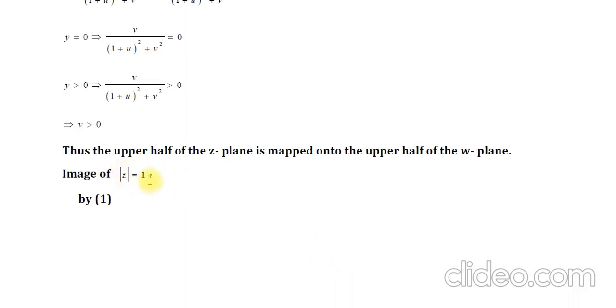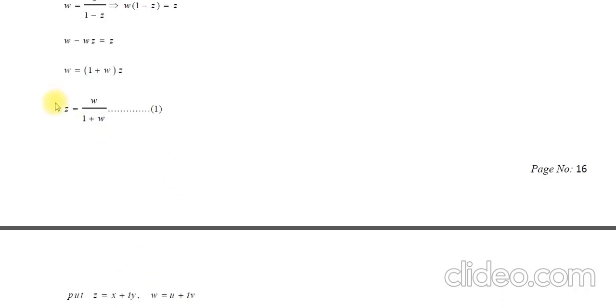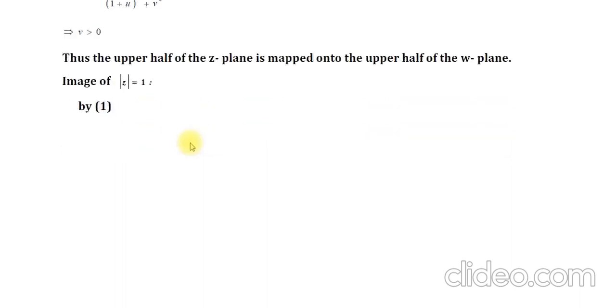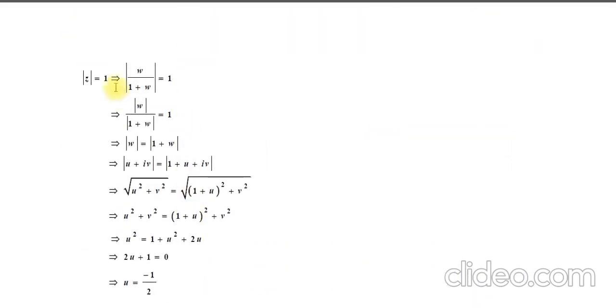See, here the input is in terms of z. So no need to find the value of x and y. I am having the value of z here. I am just going to replace that z here. Very simple, right? I am just simplifying z equal to w by 1 plus w, modulus equal to 1. This modulus will go to the numerator and denominator, and I am cross multiplying, and I am replacing w equal to u plus iv, and here 1 plus u plus iv.